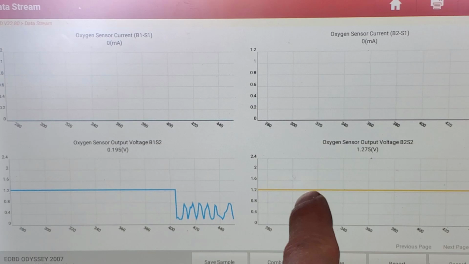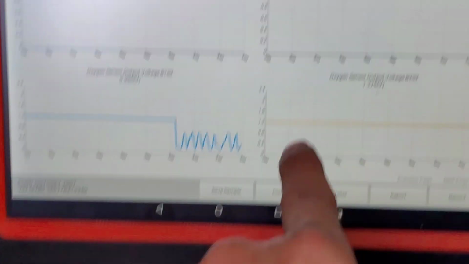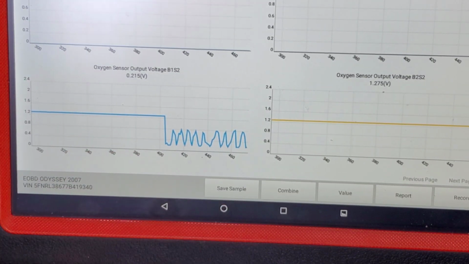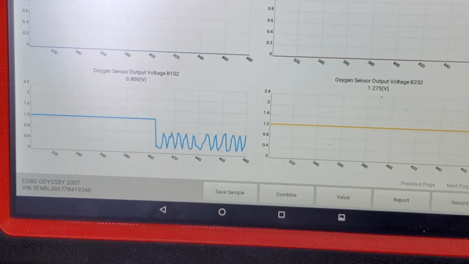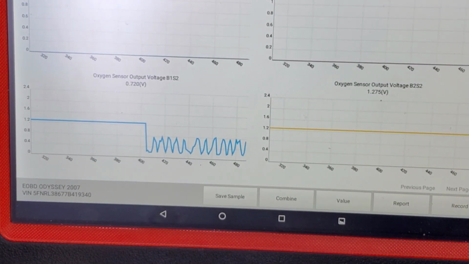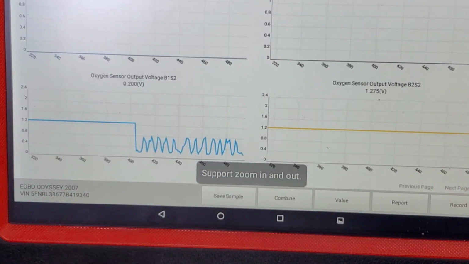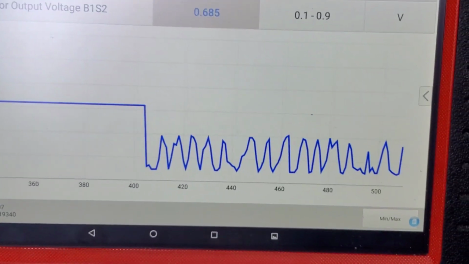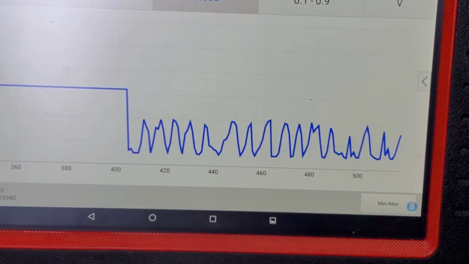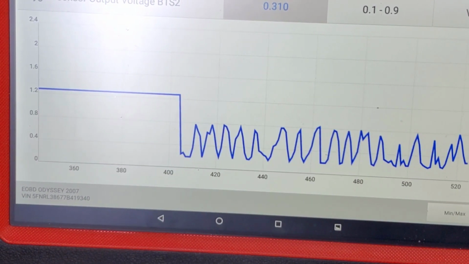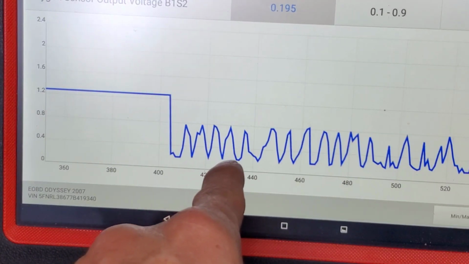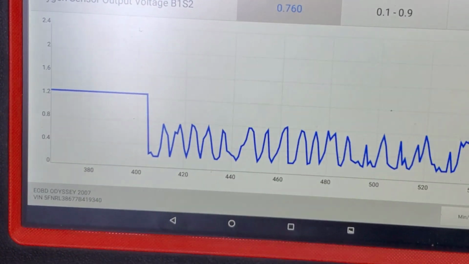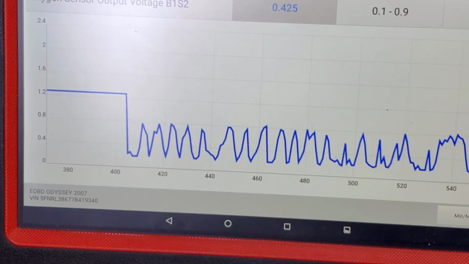So we still see the bias voltage on that one, and on this one we can see the fluctuation there. So I'm simulating a zirconia O2 sensor there with a sensor simulator tool. So that's telling me the computer is detecting 1.2 volts bias voltage, and the rest is the signal we're injecting, about 200 millivolts to 800 millivolts. Okay, so that's it. We're gonna put a new sensor on it. That should do it.